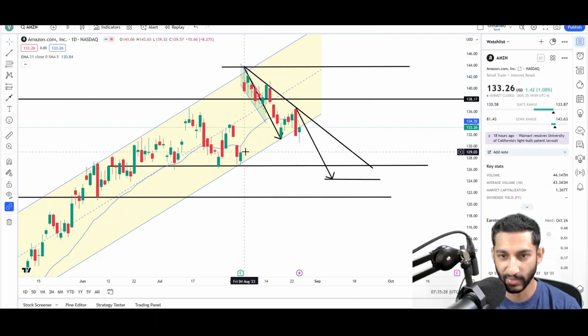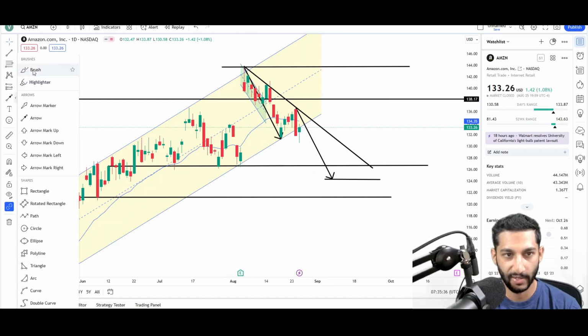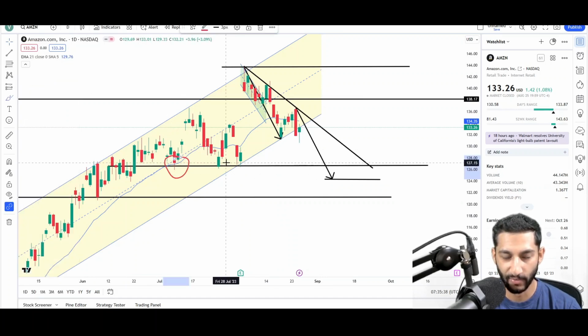That coincides with a gap fill right around the 128 level. That would be the first target. And then the support at the 126, because there was a triple bottom right over here. Price tested this level once, twice, three times. So there's a triple bottom there, and some strong support.